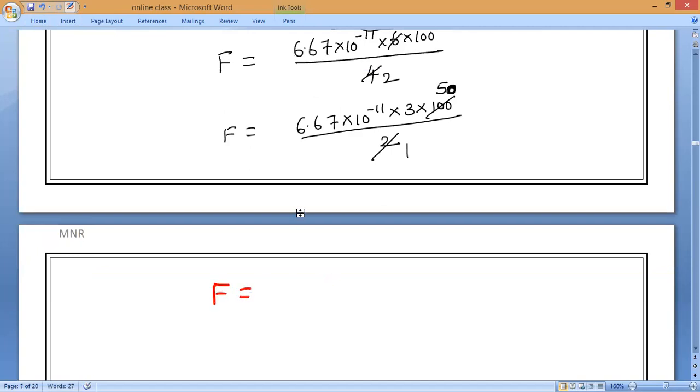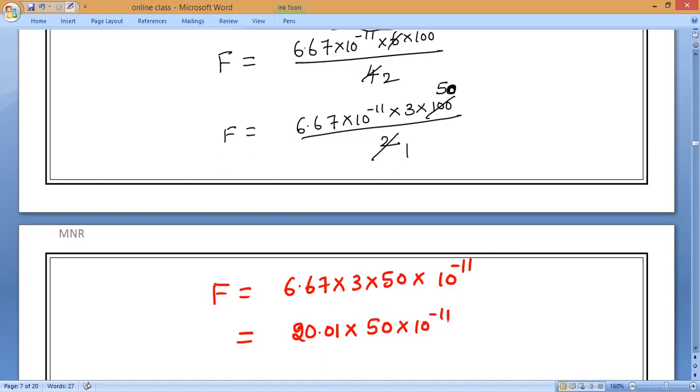Now be very careful. 6.67 into 3 into 50 into 10 power minus 11. Now multiply 6.67 into 3. How much? 20.01. So 20.01 into 50 into 10 power minus 11.